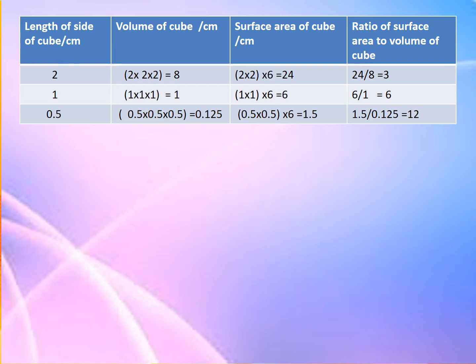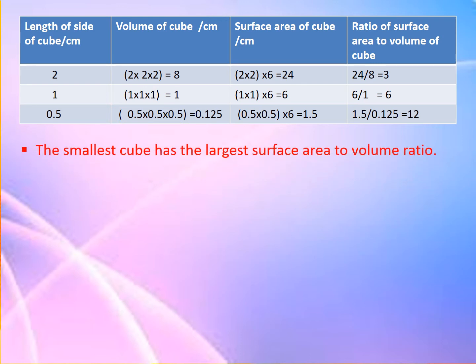Children, now look at this table: length of the side of the cube, volume of a cube, surface area of the cube, and ratio of surface area to volume of the cube. The smallest cube has the largest surface area to volume ratio. I think you have noticed this. The smallest cube has the largest surface area to volume ratio.